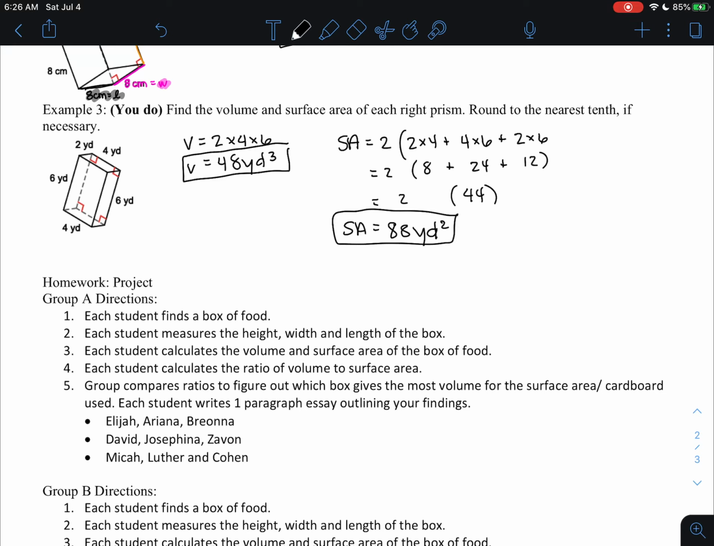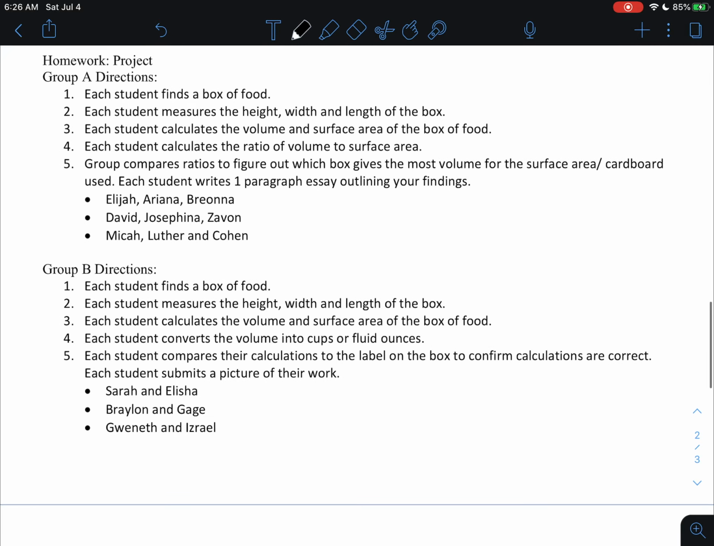Okay, so hopefully you got that answer as well. And now we get on to what our homework is. And so our homework for today is a project. And so I have assigned you into groups. So find your name. Here, let me highlight these in yellow.